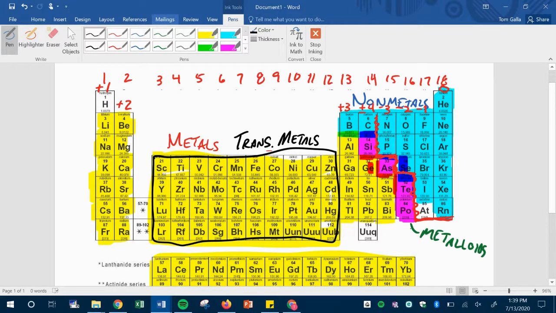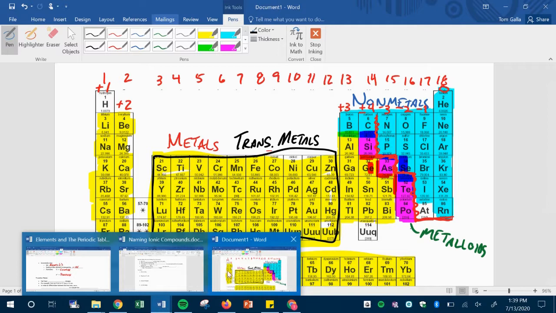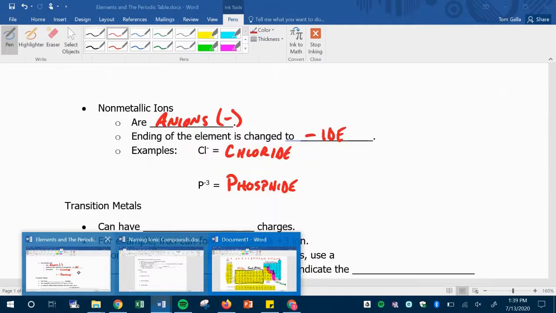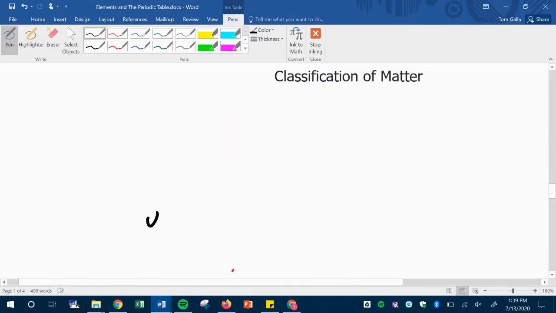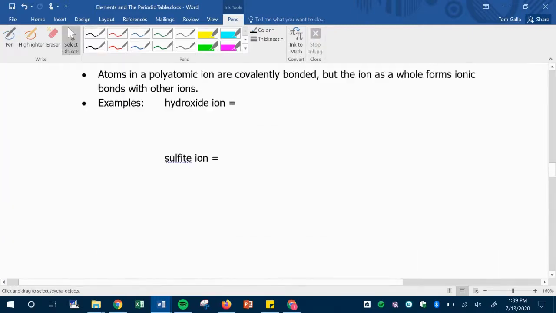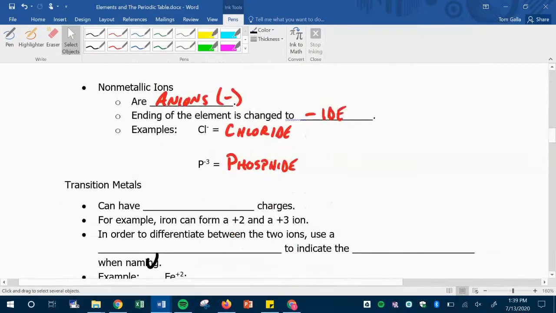And now let's talk a little bit about these because these transition metals are special. The reason they're special is because all transition metals, or almost all transition metals, can form what we call variable charges. Since these can form variable charges, that means their charges actually change depending on different situations. For example, iron can form both a +2 and a +3 ion.